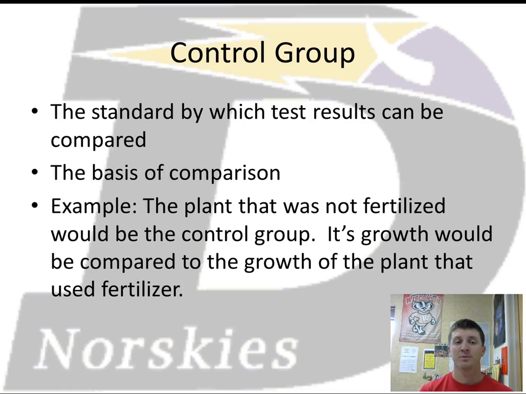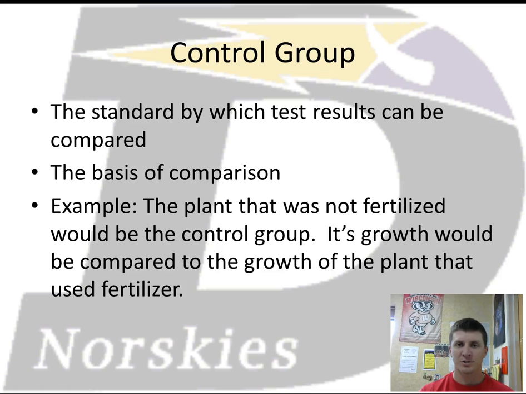The control group is the standard by which test results can be compared, the basis of comparison. For example, we would take the plants that were not fertilized, that would be the control group, and we would compare them to the growth of the plants that were fertilized. So the control group would be no fertilizer in this case. So that's about it for experimental research.